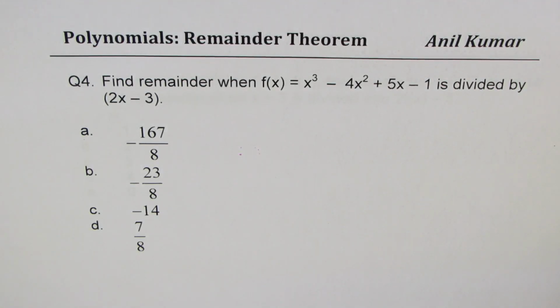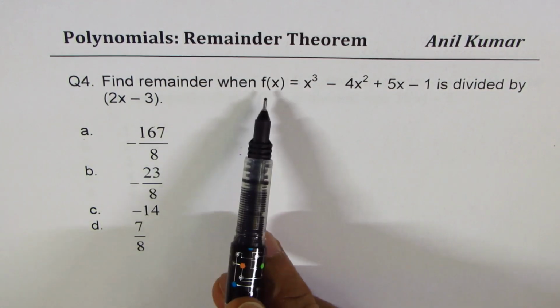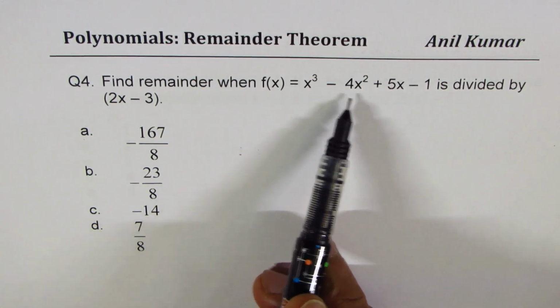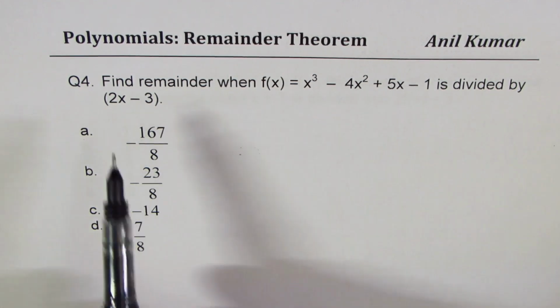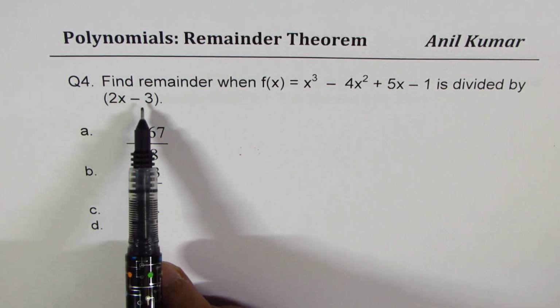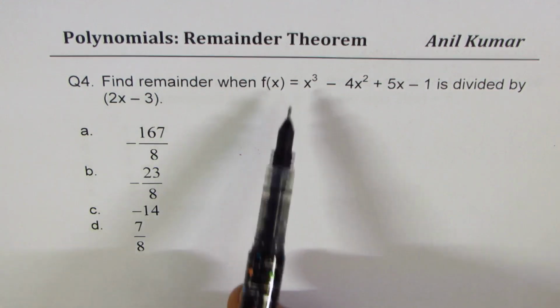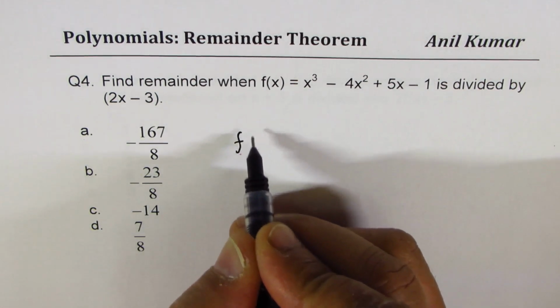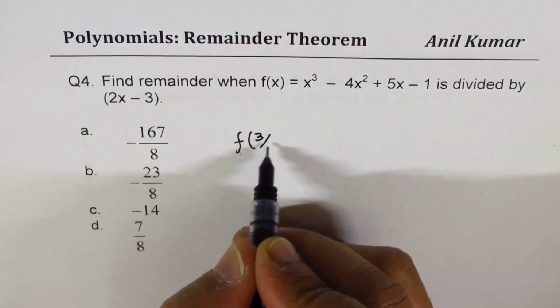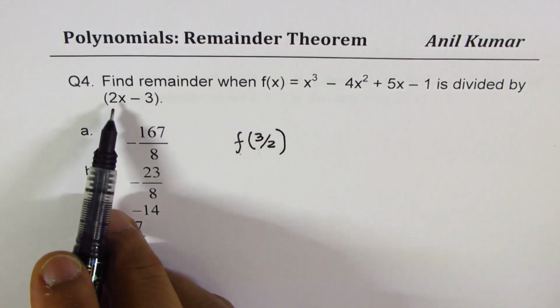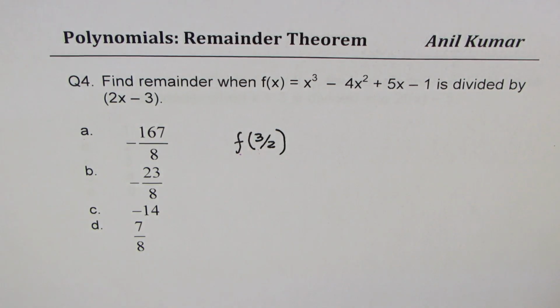Here is question number 4. The remainder when f of x equals x cubed minus 4x squared plus 5x minus 1 is divided by 2x minus 3. So we have to find the remainder, right? So basically, we have to find the value of this function for f of 3 by 2. You get an idea. So what makes this 0? That is what you have to figure out.